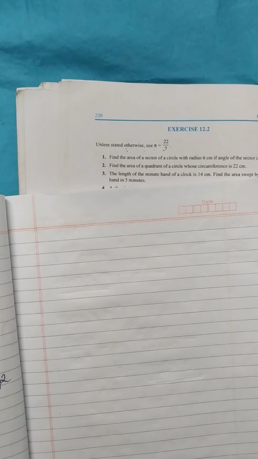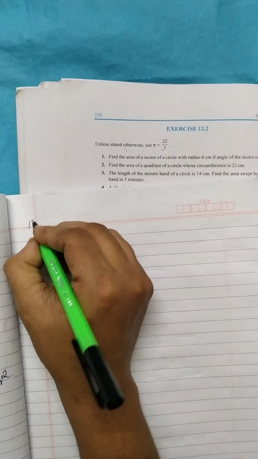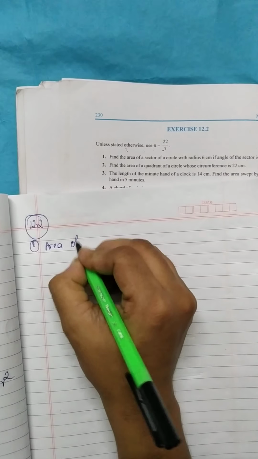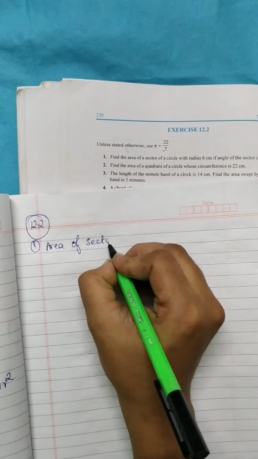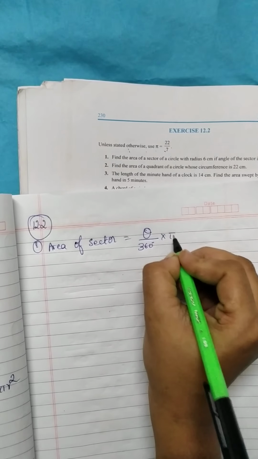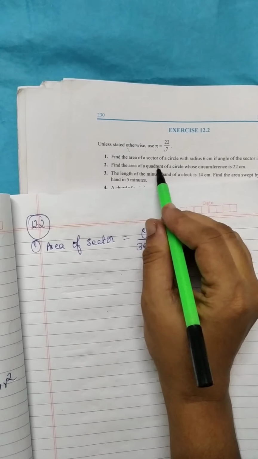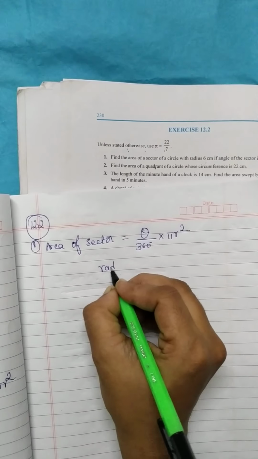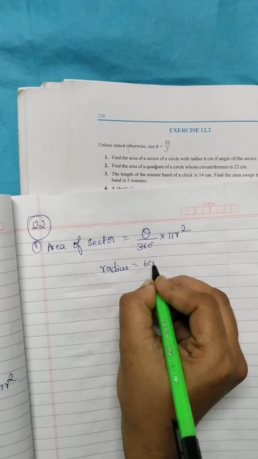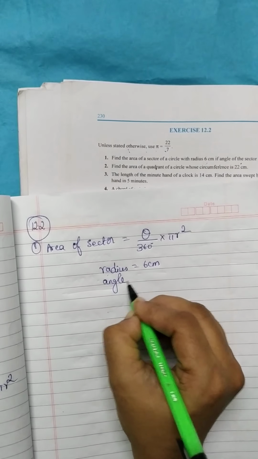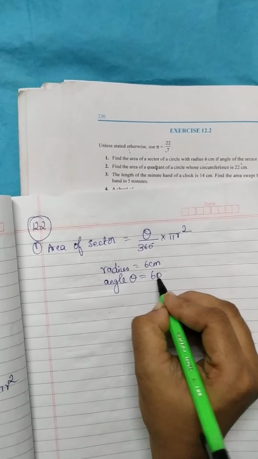How to solve the problems? What is the formula? Area of the sector, exercise 12.2, first one. Area of sector is equal to, what is the formula? Theta by 360 degree into pi r square. Now what have they given? Radius they have given. How much is the radius? Radius is 6 cm. Angle of a sector is given. What is angle? Angle is nothing but theta. Theta is 60 degree.